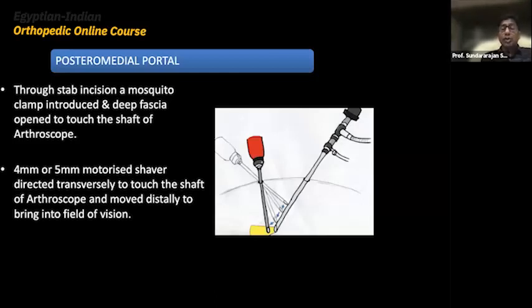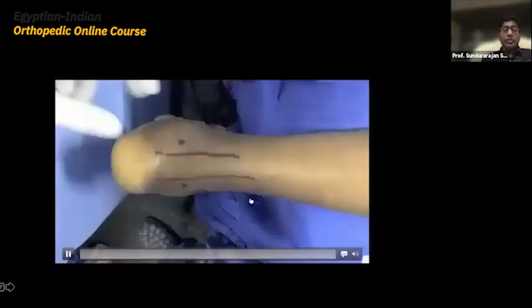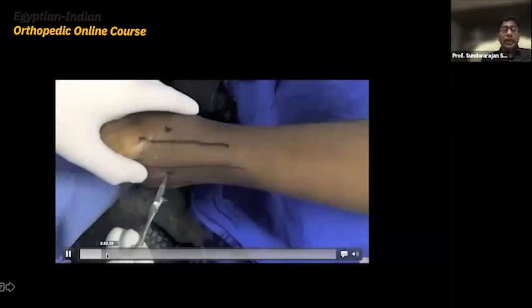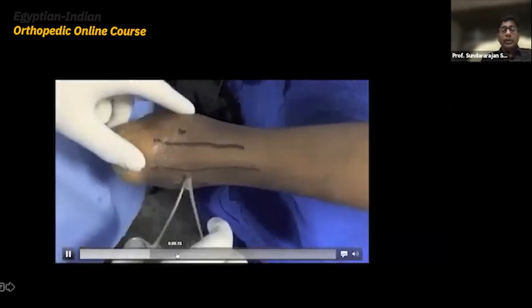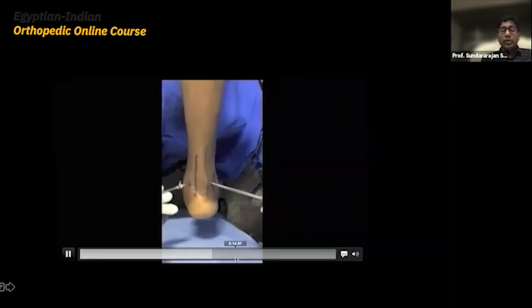So use the trocar in the posterolateral portal. Then from the medial side, you can touch the trocar and come in front of the scope to get more triangulation in posterior ankle arthroscopy. Here you make the stab incision again, as I told, like in ankle arthroscopy. Then you use the mosquito and open it up. Then use the posteromedial incision.